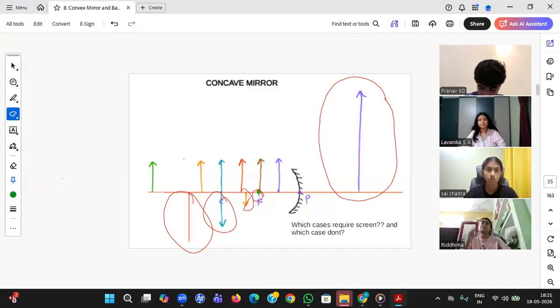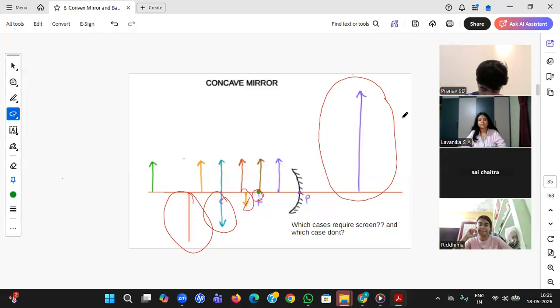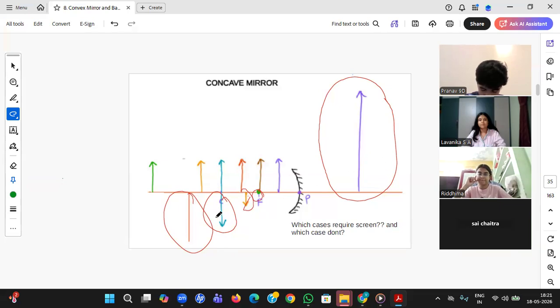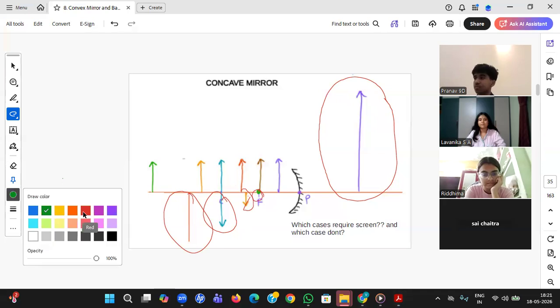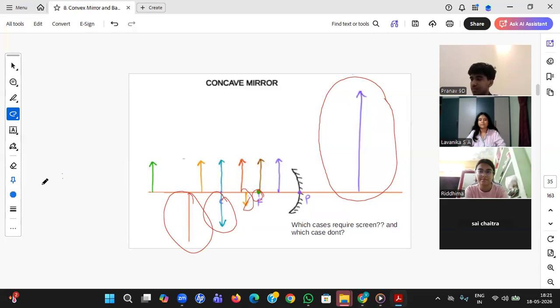Yes, Ridhima. This is a mirror. All the 6 cases are here. Which case requires some special arrangements? Which cases do not require special arrangements? You see, the image is formed in front of the mirror. The image is formed from the backside of the mirror. So where do you require some special features? Sir, when the image is formed behind the mirror. Okay, so she's saying behind the mirror, we require some special features.